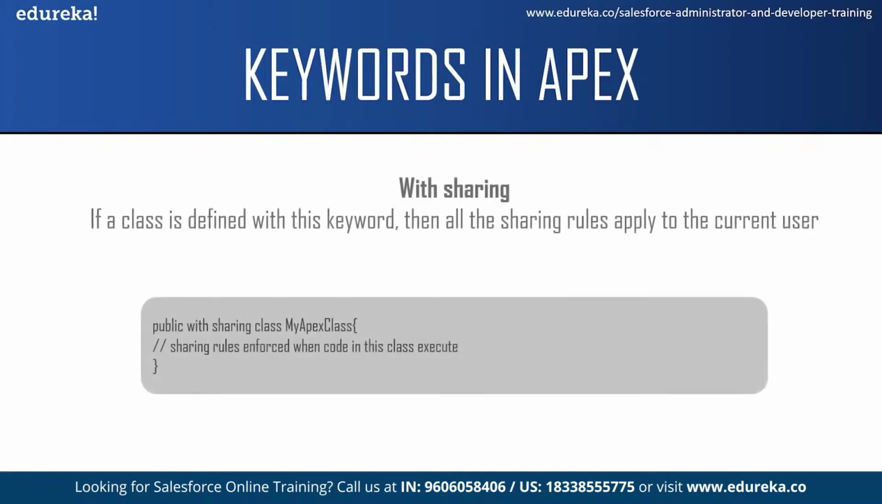After the return keyword, we have the with sharing keyword. Now if a class is defined with this keyword, then all the sharing rules of the class apply to the current user. Explicitly setting this keyword ensures that the Apex code runs in the current user context. Now this is the syntax for the sharing keyword. First is the access specifier, which is public in this case. Then is the with sharing keyword followed by the class keyword and the class name.